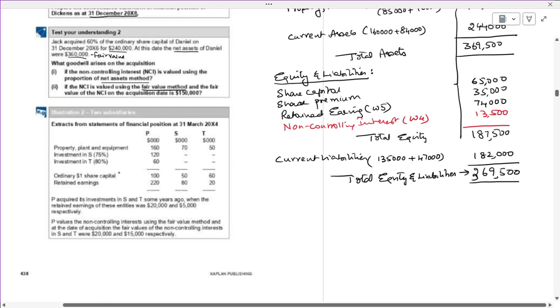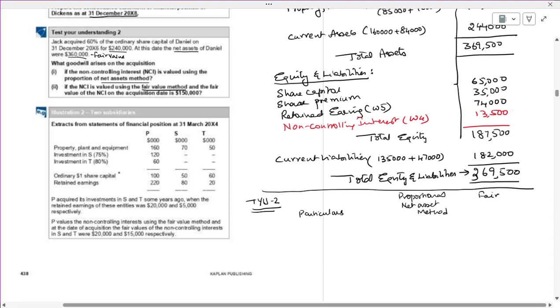Now, a small table I will put here to test your understanding. Particulars. We are not writing all the things, we are only doing the proportional net assets method, and the second one is the fair value method.